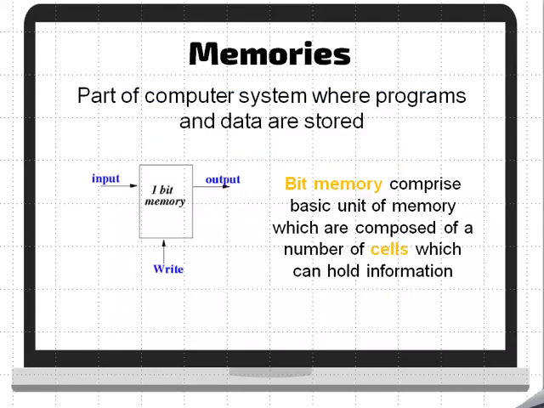Computers also have their own memories, aside from humans. Memories are part of computer systems where programs and data are stored. The basic unit of memory for binary digits in the computer is a bit. A bit memory comprises the basic unit of memory, which is composed of a number of cells which can hold information. This is a sample of a 1-bit memory.